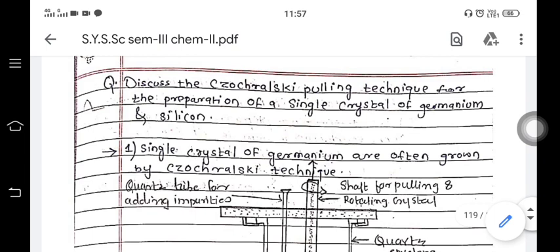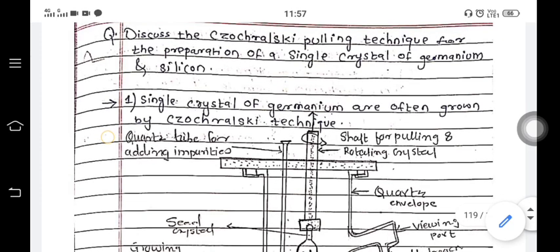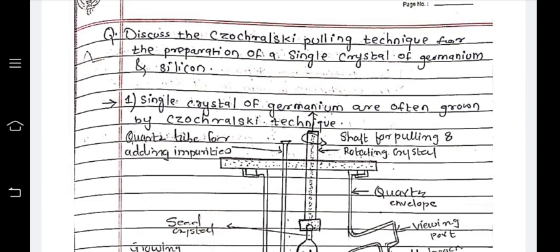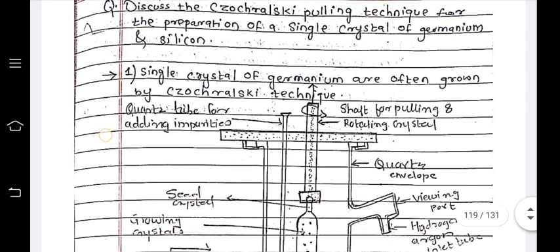Today we are going to discuss the Czochralski pulling technique for the preparation of single crystals of germanium and silicon. This is the technique used and well known for germanium and silicon preparations. It includes the diagrammatical representation and descriptions.